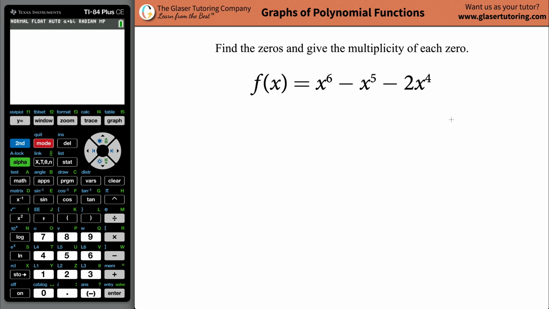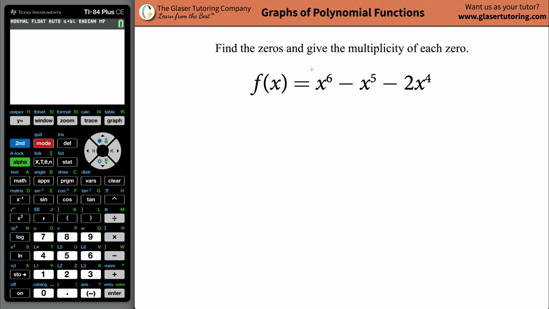Today I would like to teach you how to find the zeros of the given function as well as the multiplicity of each of those zeros. So here we have a function x raised to the 6th power minus x raised to the 5th power minus 2x raised to the 4th power. The first thing to find the zeros is that we have to factor, all right?